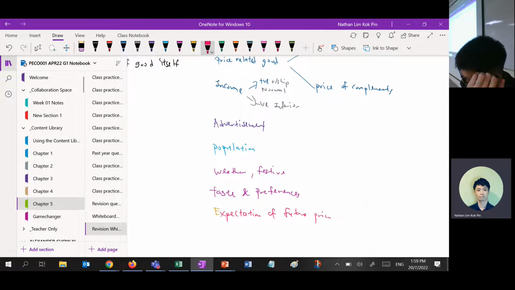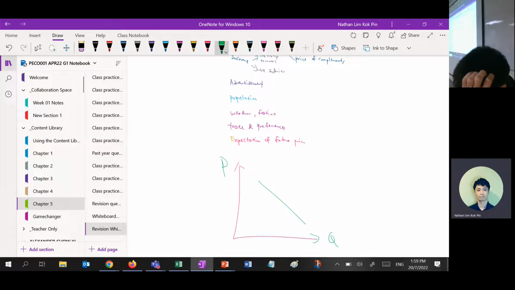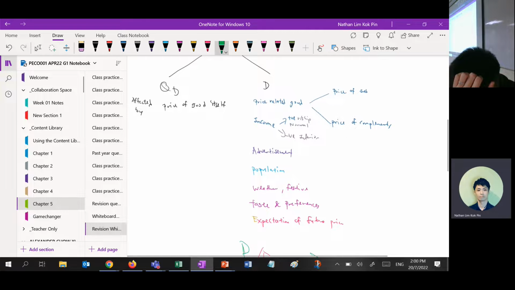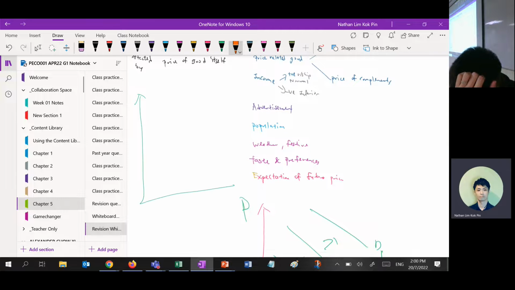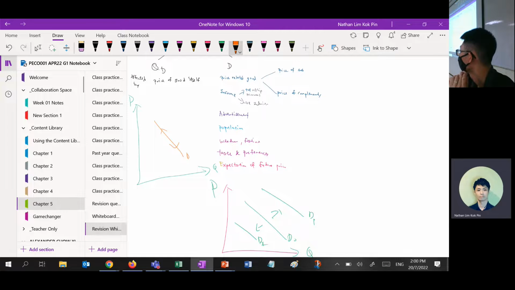Okay, all this will influence what? The demand curve to be shifting in or shifting out. Okay, this one is the factor that affects demand. For quantity demanded, there's only one. The demand curve will be a movement along the demand curve. All right, did I miss anything? No, right? Well, if you can write like me, I will give you 100 marks straight away, right?